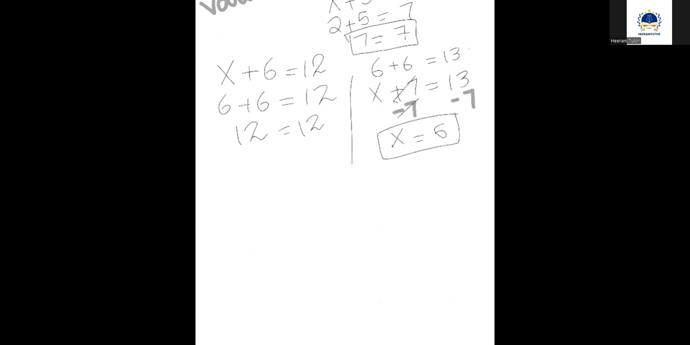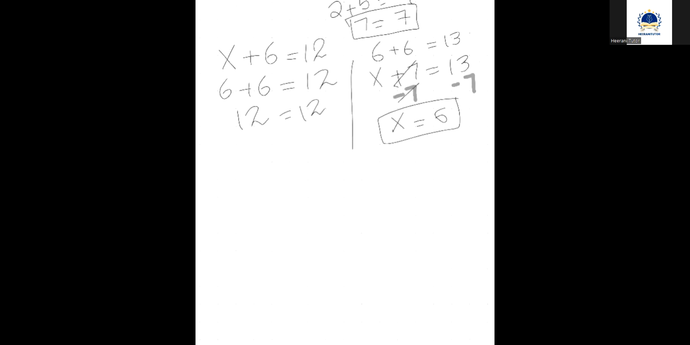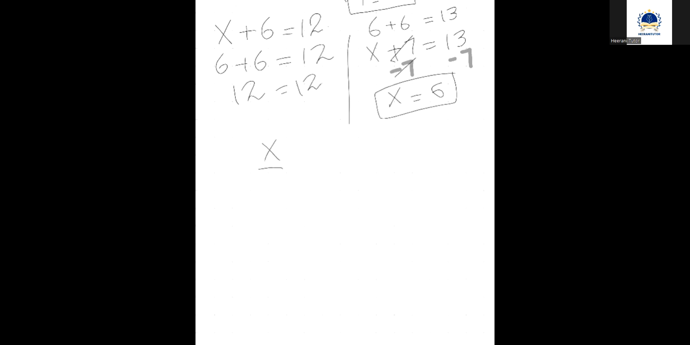Let's do a few more questions. We have x plus 8 equals 17, let's say. To solve this question, we should do the opposite action. We should subtract 8 on each side. When we do this, plus 8 and minus 8 cancel out. 17 minus 8 is 9, and that's our answer.